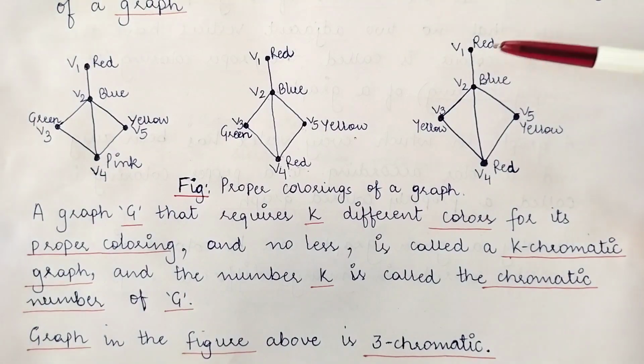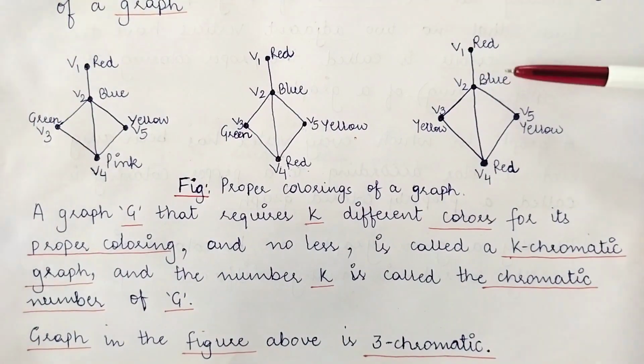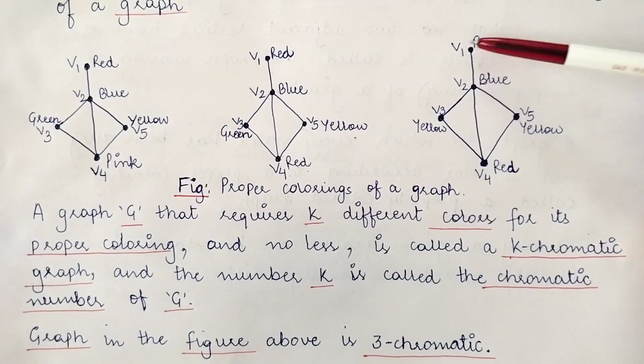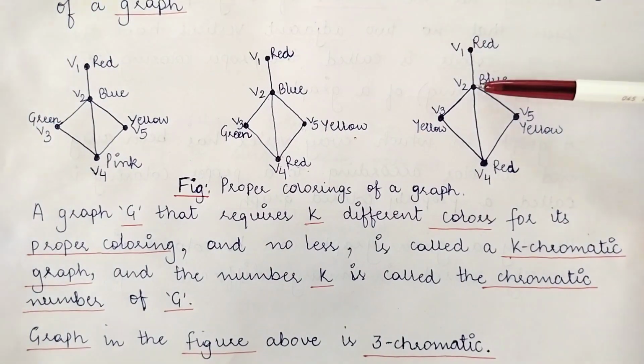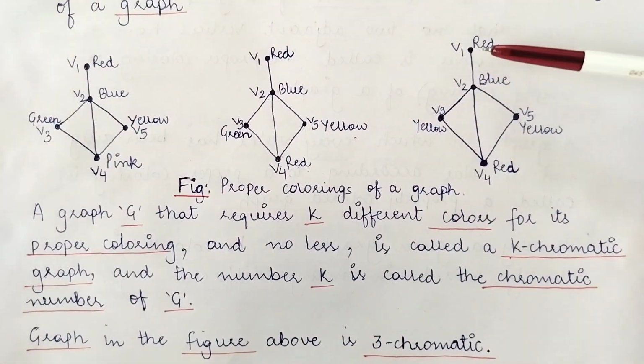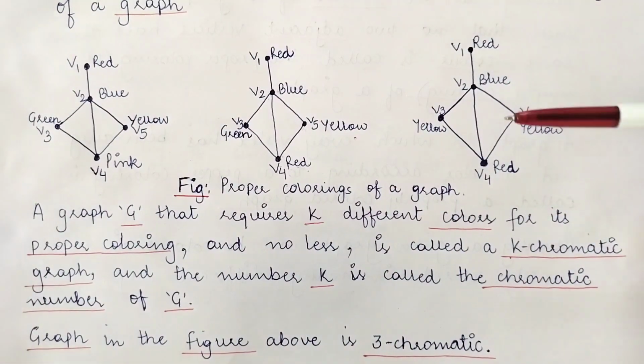Same graph, same vertices. Vertex V1 again has been assigned color red. Vertex V2 has been assigned color blue, which is different from red for the very reason that V1 and V2 are adjacent, and no two adjacent vertices can be assigned the same color according to proper coloring. Okay, fine. Now next, moving on to vertex V3 and V5.